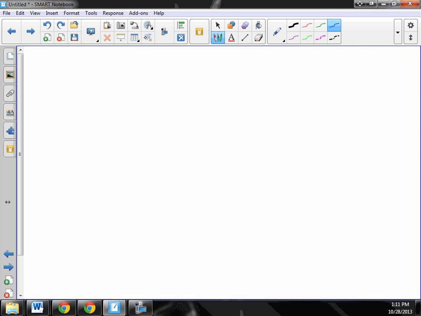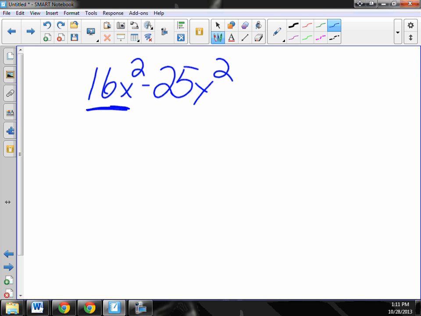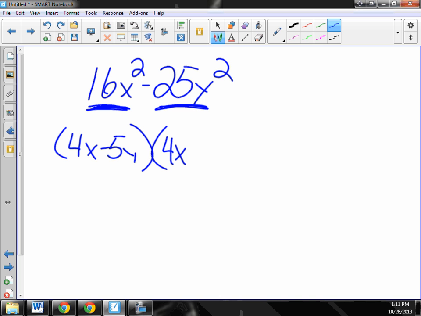What about something a little bit more complicated? We have difference. It's a subtraction. Do we have perfect squares? What times itself is 16x squared? 4x. What times itself is 25y squared? So 4x minus 5y times 4x plus 5y. Now in this case, we can't find the roots because there are two variables, and that gets kind of complicated.